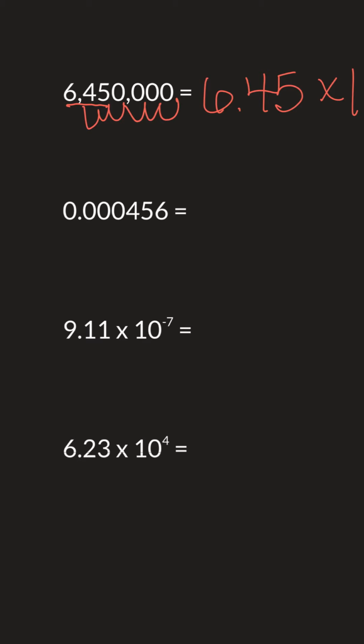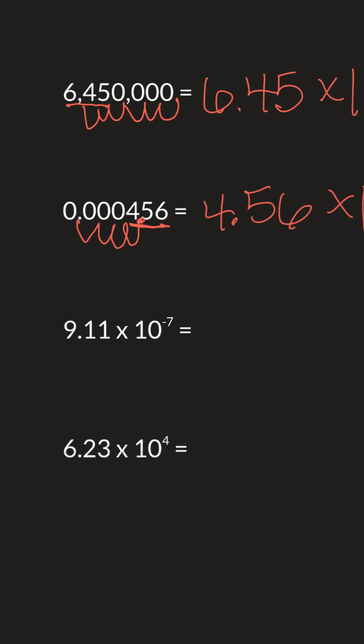Second one. This one is less than 1. And here are my non-zero numbers. Put the decimal behind the first. So I write 4.56 times 10 to the. This one will be a negative exponent because the number is less than 1. So I go 1, 2, 3, 4. So it'll be a negative 4.